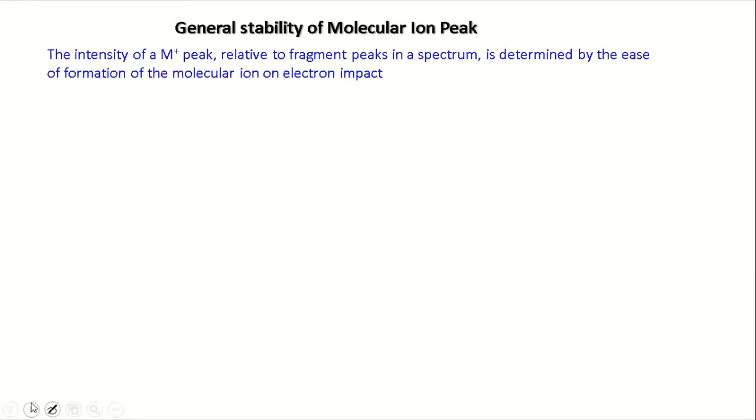Here the intensity of the M plus peak relative to the fragment ions in the spectrum is determined by the ease of formation of the molecular ion on electron impact. So you are bombarding the molecule with an electron beam, and you are generating the initial molecular ion peak. Now how stable this initial molecular ion is will be guided by its fragment ions. If the fragment ion is more stable, that means the molecular ion will be less stable, right? So that is being told here.